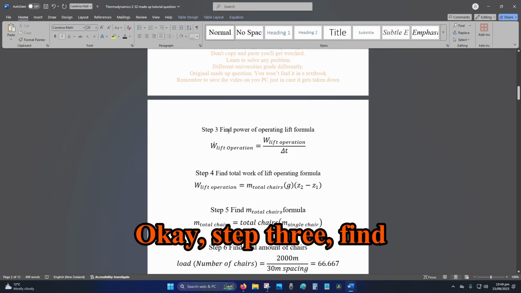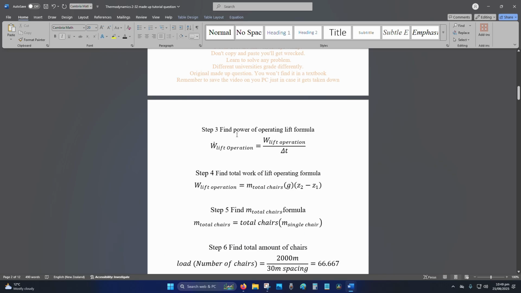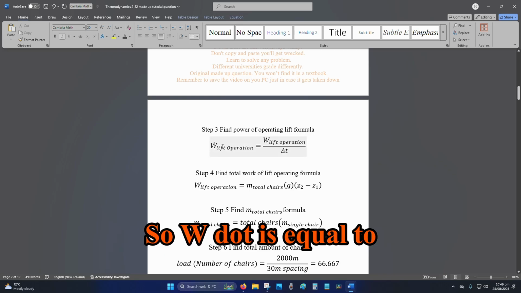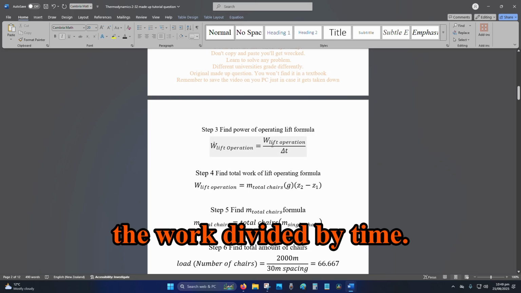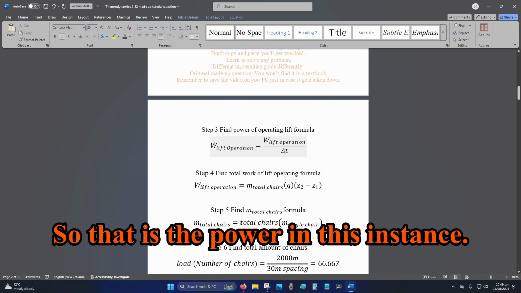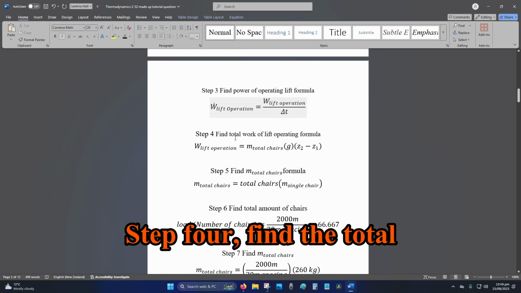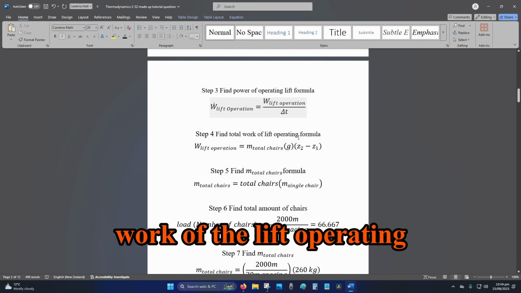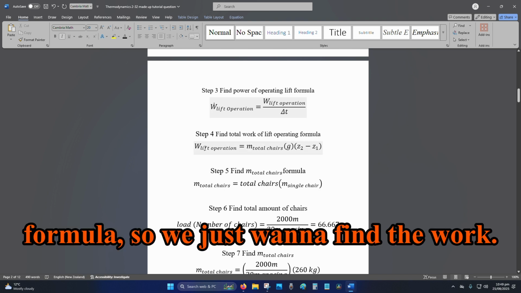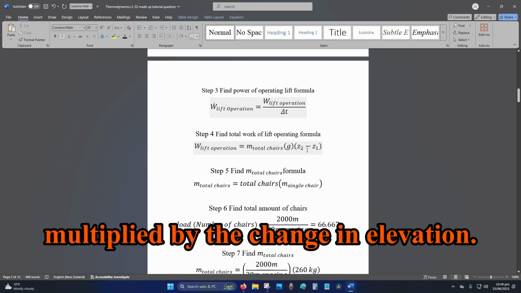Step 3, find the power of operating lift formula. So W dot is equal to the work divided by time. So that is the power in this instance. Step 4, find the total work of the lift operating formula. So we just want to find the work. So that's the total mass multiplied by gravity multiplied by the change in elevation.